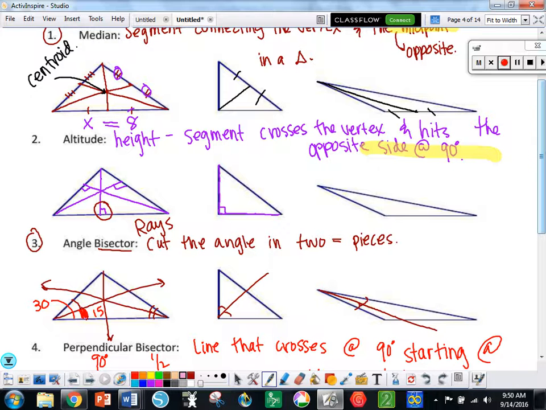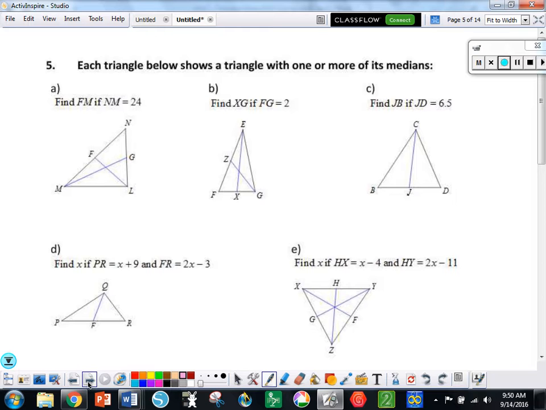Any questions so far? We haven't really done a whole lot. Okay, next page.